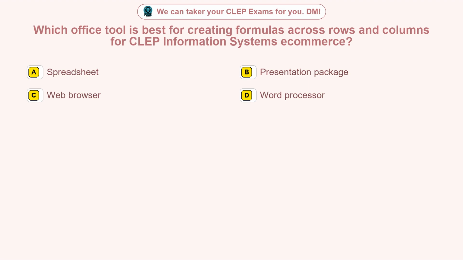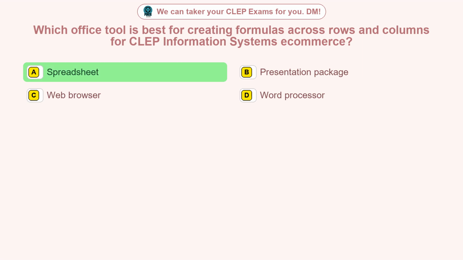Question 1. Which office tool is best for creating formulas across rows and columns for CLEP Information Systems Ecommerce? Option A. Spreadsheet. Option B. Presentation package. Option C. Web browser. Option D. Word processor. The correct answer is option A.